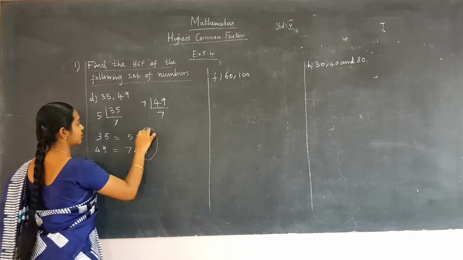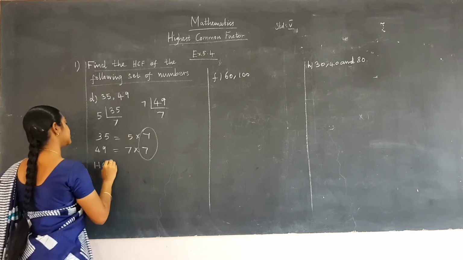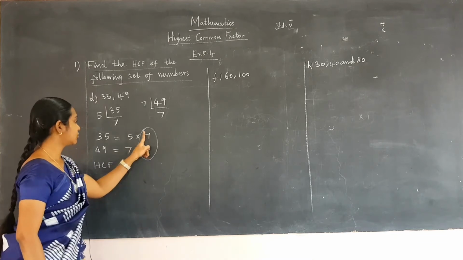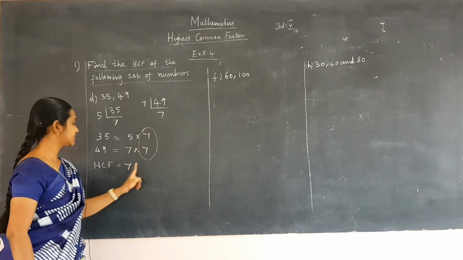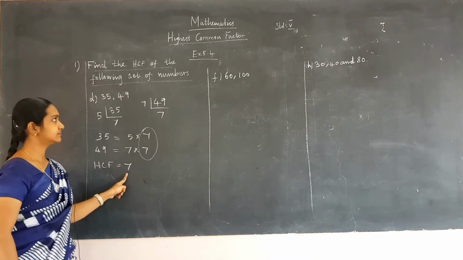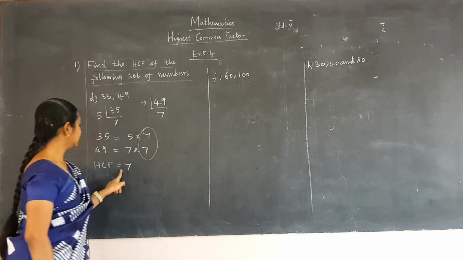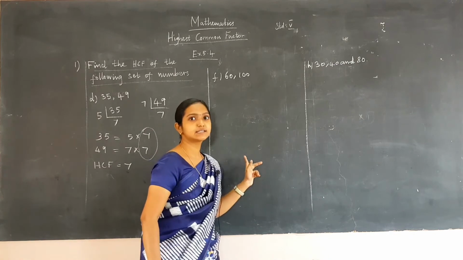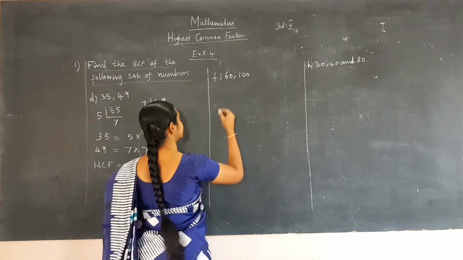Only 7 is common here. So the HCF is 7. The common number here is 7. So HCF is 7 here. Next we are going to factorize 60 and 100.